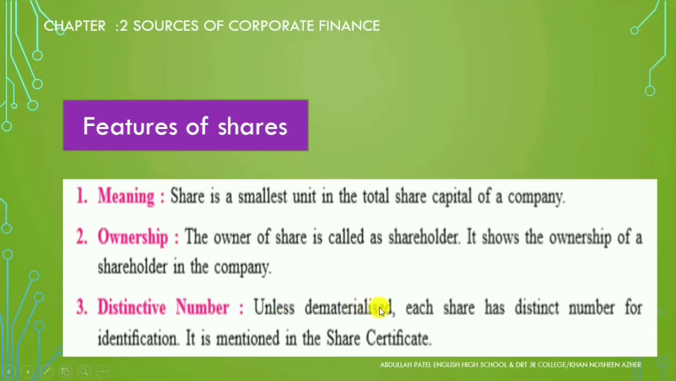Unless dematerialized, each share has a distinct number for identification. As you know, shares are not for one unit. Distinctive number means each share has a distinct number for identification. It is mentioned in the share certificate. That means every share has a separate number so that you can identify your share, and the distinctive number is mentioned in your share certificate.